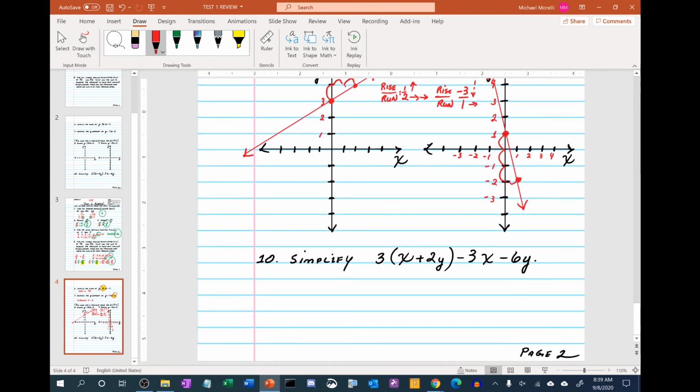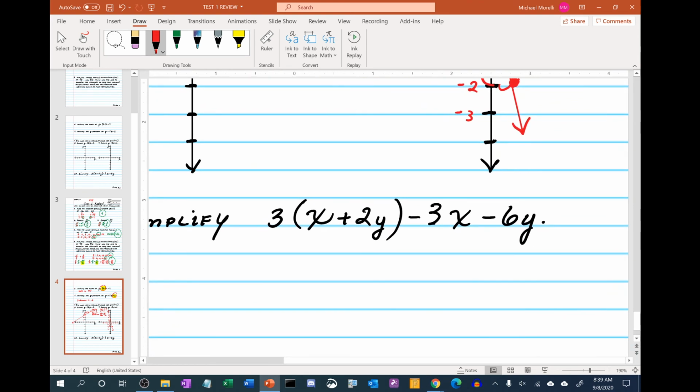Final problem, simplification. The first thing we do is apply the distributive property to this 3 open parentheses x plus 2y. All that means is we're going to multiply out the 3. 3 times x is 3x. 3 times 2y is positive 6y. Then we just bring down the minus 3x and the minus 6y. Now we're going to combine like terms. So this was the distributive property.